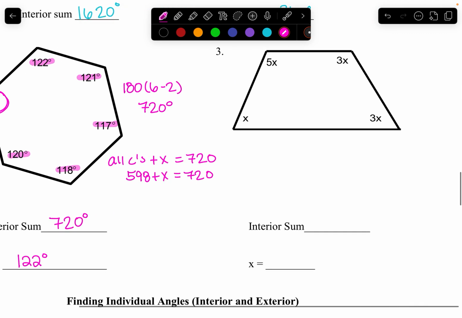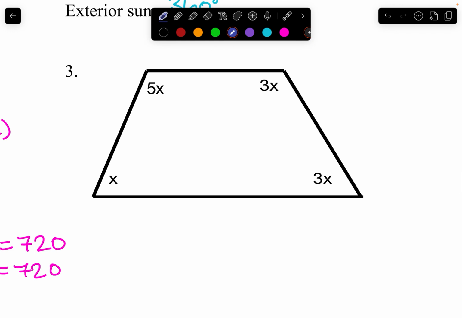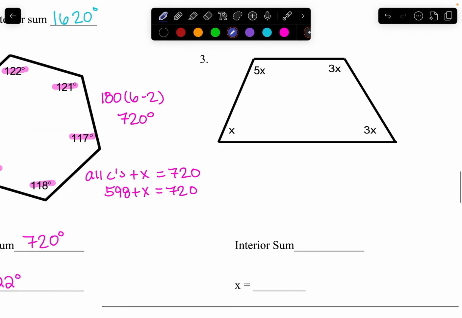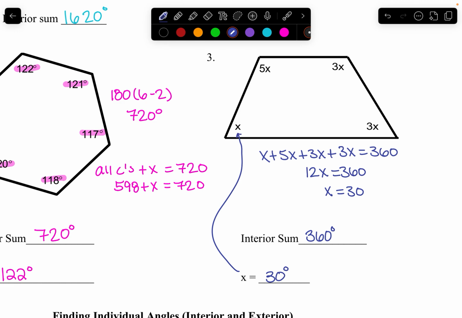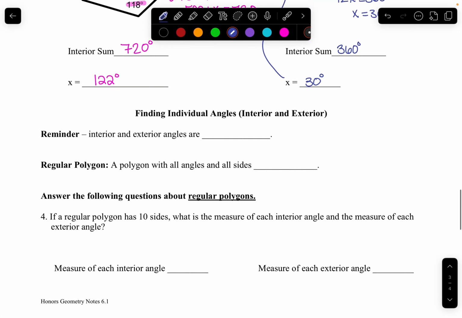Nice and easy. This is a quadrilateral. I already know that a quadrilateral has an interior sum of 360. It's just one of the ones that I have memorized. So I know that x plus 5x plus 3x plus 3x should give me 360 degrees. That is 12x equals 360, so x will equal 30. So x in here will be 30 degrees, and I do have to put a degree sign because one of my angles is x by itself. And that was my dog.